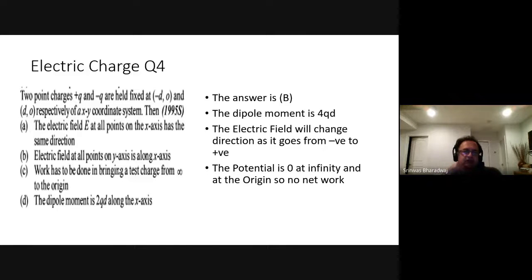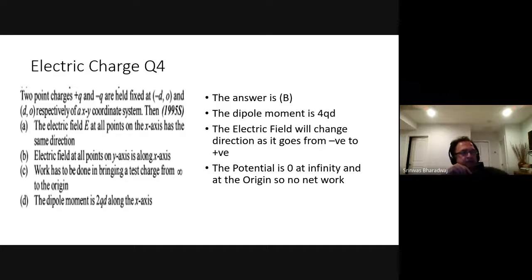Okay, now let's look at this one. This one introduces all the things that you learned in this chapter. Two point charges Q and minus Q are held at a distance. So you have the axis, with Q and minus Q respectively. Plus Q is here, minus Q is there. The electric field at all points on the x-axis has the same direction. Well, it has the same direction if you say this way and that way is the same.